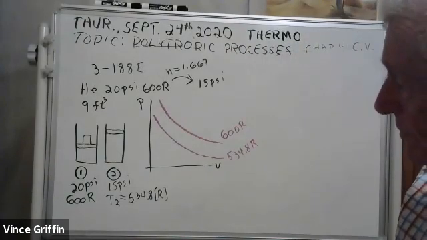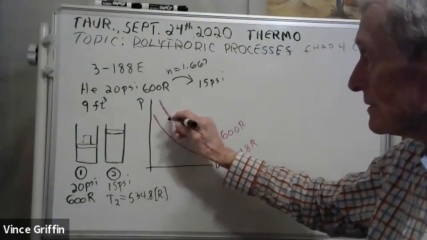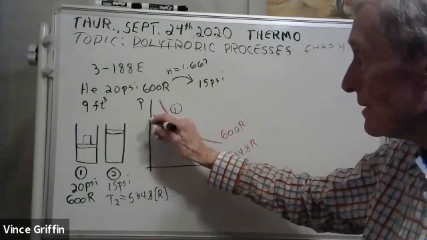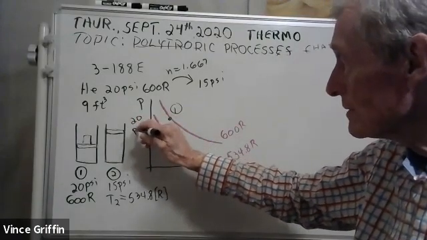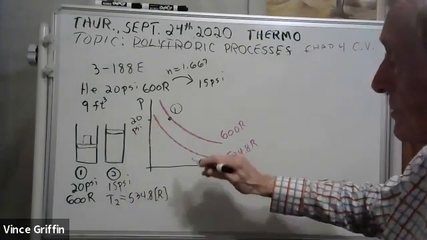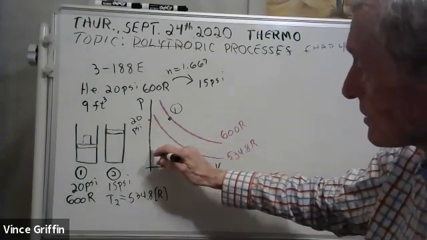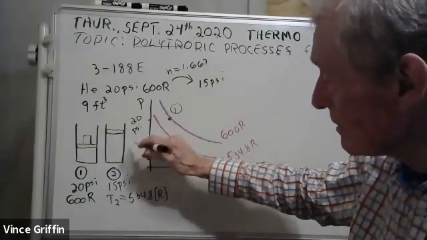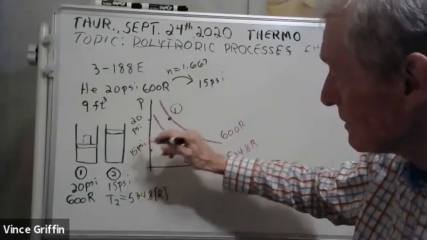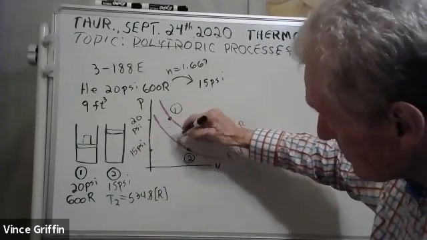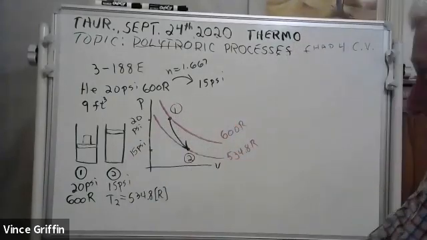Now you start off at 20 psi. Here's state 1 at 20 psi. And we're going to go to state 2, which is at 15 psi. And here's our process. Ta-da, there you got it.